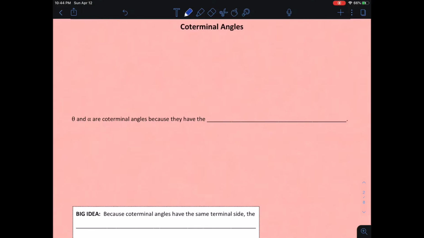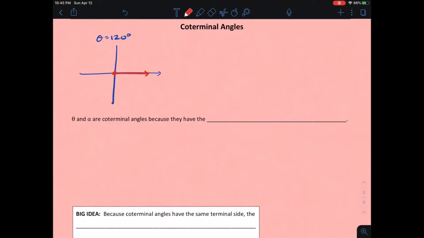Welcome back, Algebra 2, to Part 2 of Section 6.4. We're going to be looking at coterminal angles. So to start this off, I'm going to draw 120 degrees in standard position. Vertex at the origin, initial side on the positive x-axis.